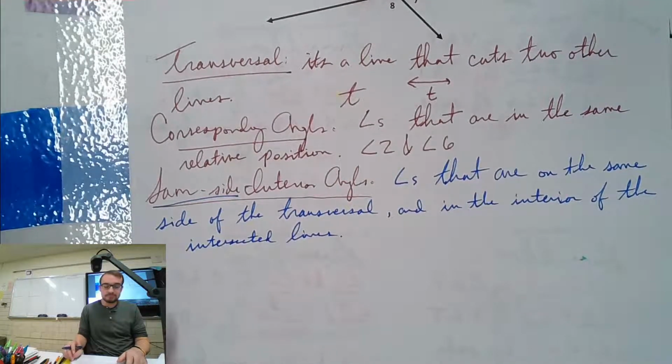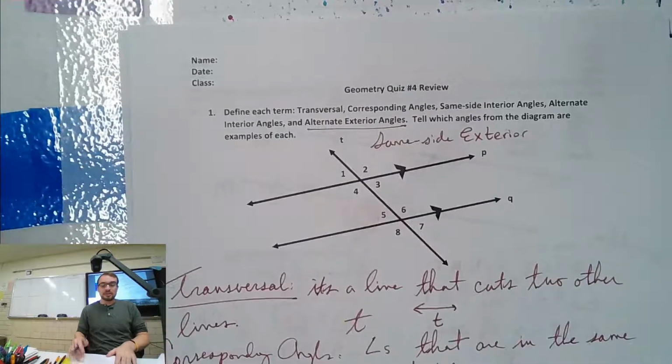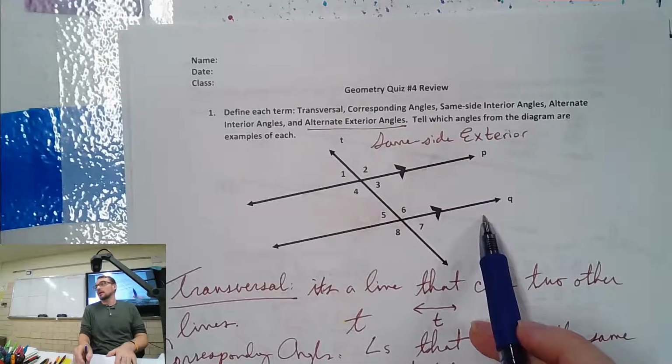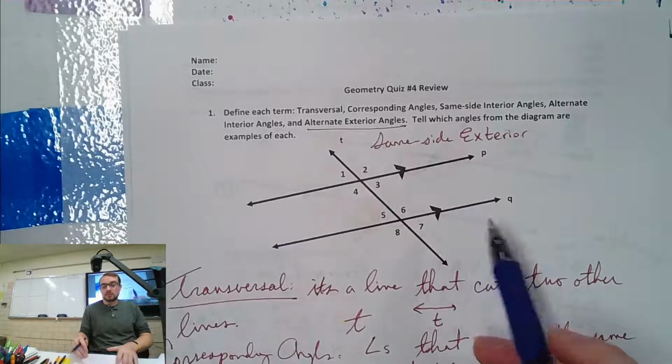Sorry, Autumn. In between the intersected lines. Which lines are intersected? P and Q are intersected in this diagram, right? Yes. Cool?